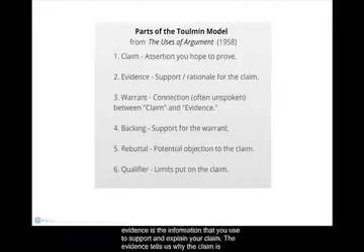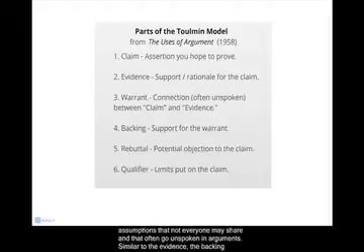Second, the evidence is the information that you use to support and explain your claim. The evidence tells us why the claim is valid. Third is the warrant, which is one of the most important contributions of Toulmin's scheme to our conception of argumentation. The warrant helps us draw connections between the claim and the evidence. The warrant identifies assumptions that not everyone may share and that often go unspoken in arguments.